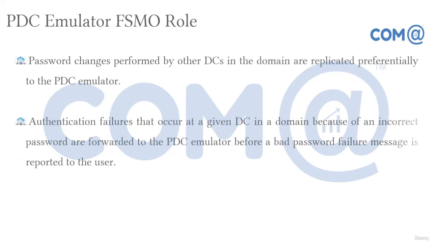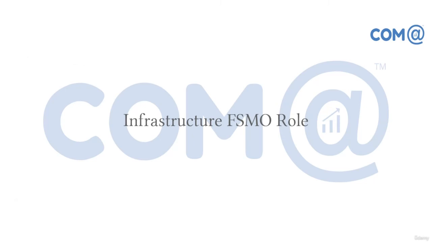And also, the password changes performed by other domain controllers in a domain are replicated preferentially to the PDC emulator. Also, authentication failures that occur at a given domain controller in a domain because of an incorrect password are forwarded to the PDC emulator before a bad password failure message is reported to the user. And account lockout is processed by the PDC emulator.